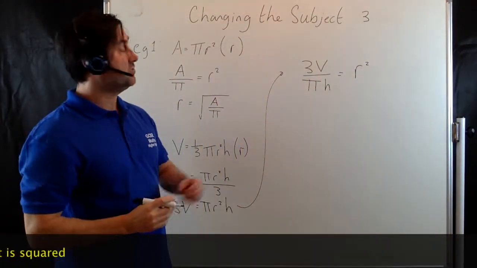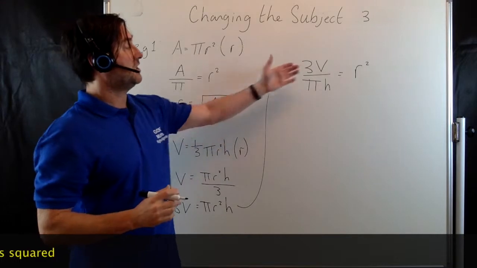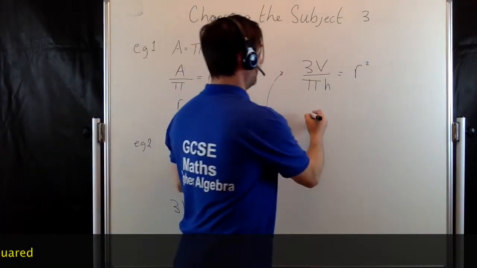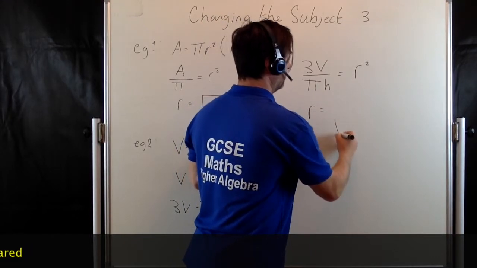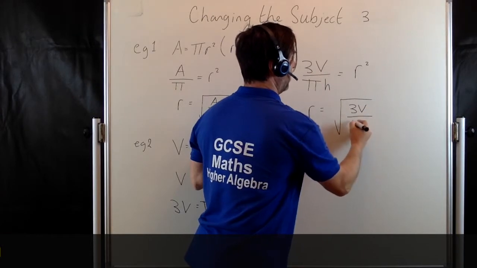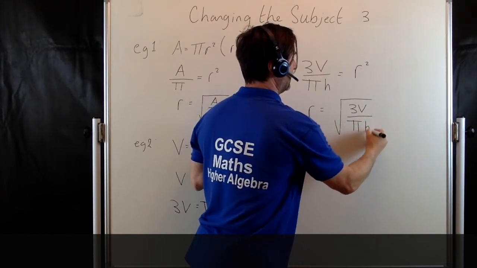And now all I need to do, just like I did on the first one, is I need to find the square root of both sides to get rid of the squared sign. So r is going to equal the square root of 3v over pi h.